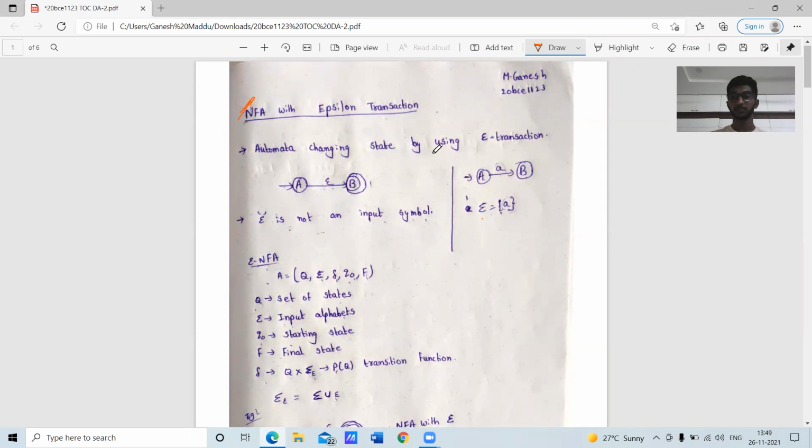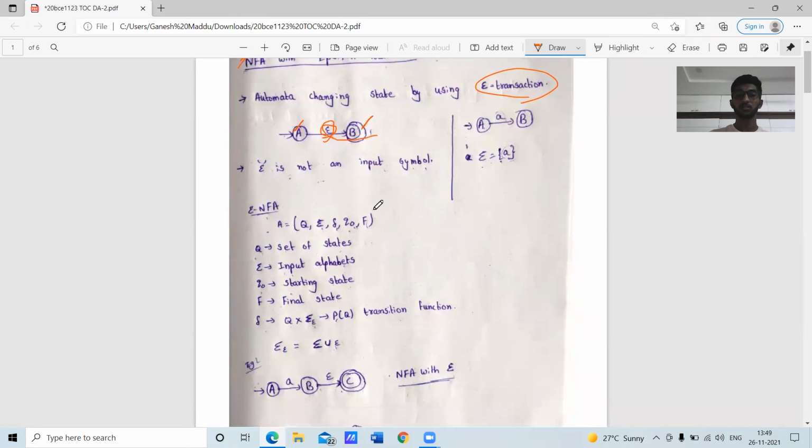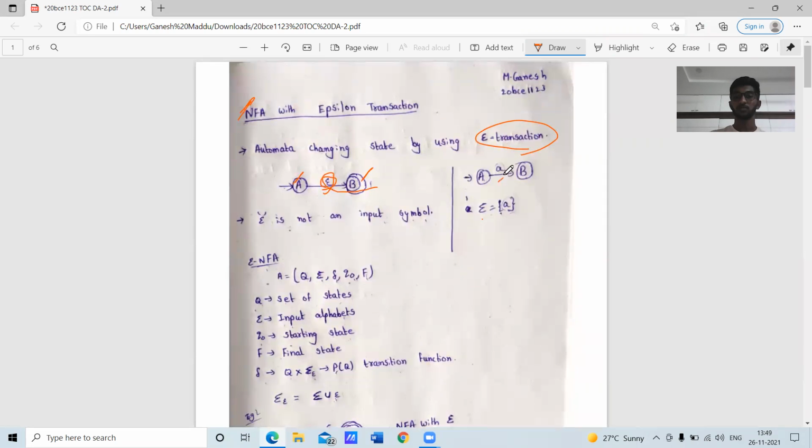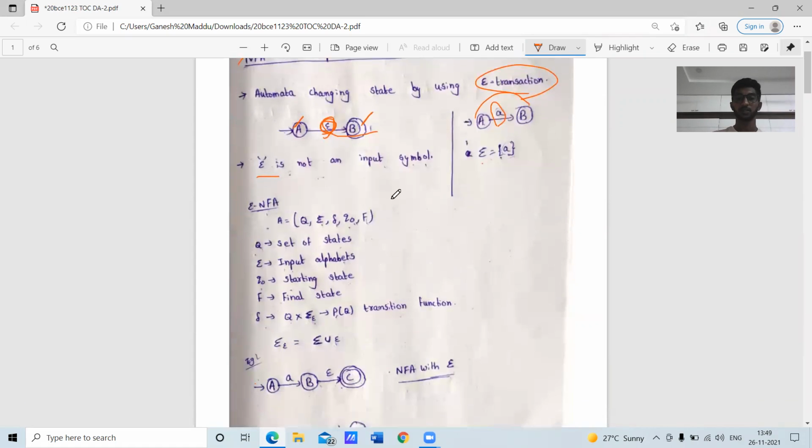Automata changing state by using epsilon transition means that the automata changes state from one state to another state by using epsilon transition. Here we are changing from state A to B by using epsilon transition. In normal NFA, by using an input symbol, we change the states from one state to another state. But here we are changing state by using epsilon. Epsilon is not an input symbol. Remember this. Epsilon is not an input symbol.